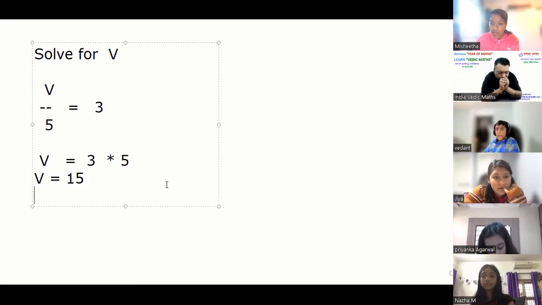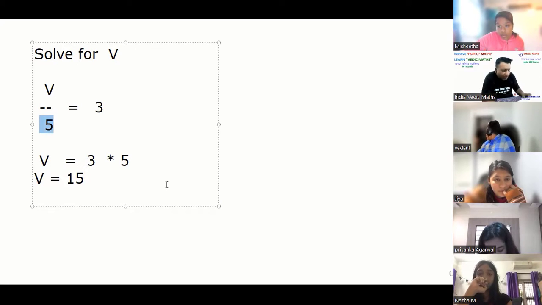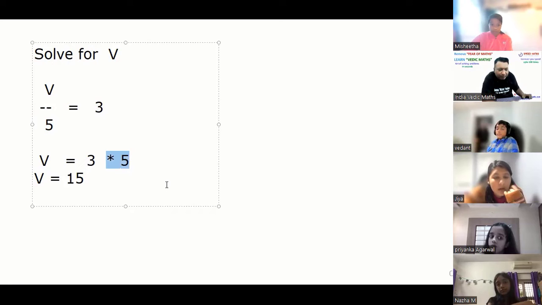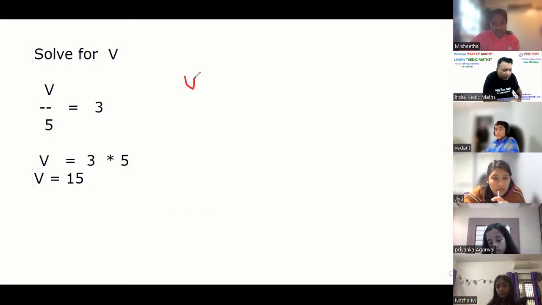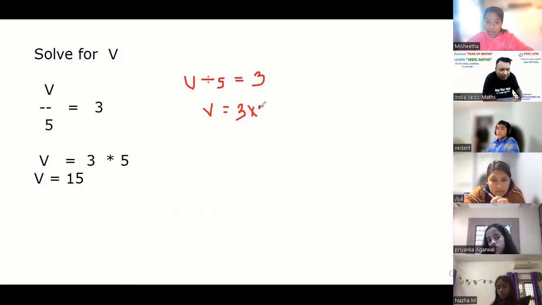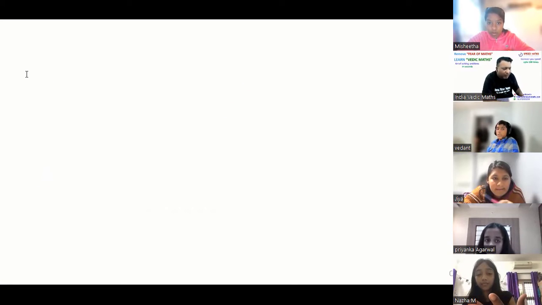So v divided by 5 equals 3. So this 5 should go to the right side, correct? This 5 is in division, right? We divide by 5. If you go to the right side, 5 becomes multiplication, right? So then it would be 3 times 5 equals 15. Because I could have written the question like this, v divided by 5. That is a better way of writing the question, correct? Agree? Yes. 5 goes into multiplication. That's what we do.